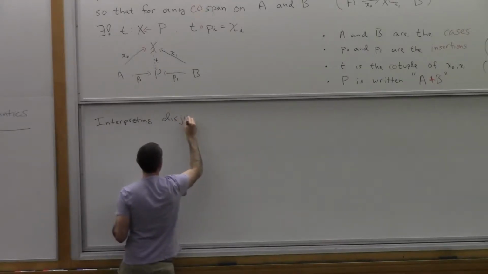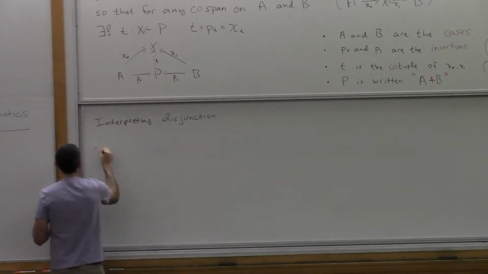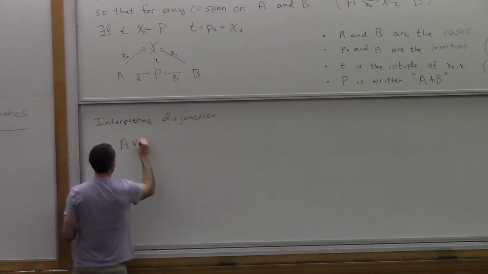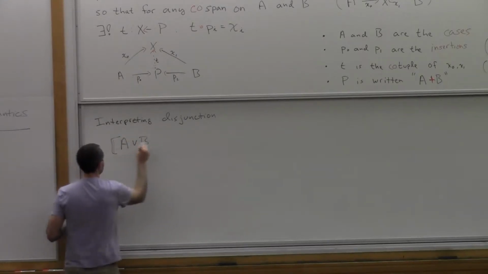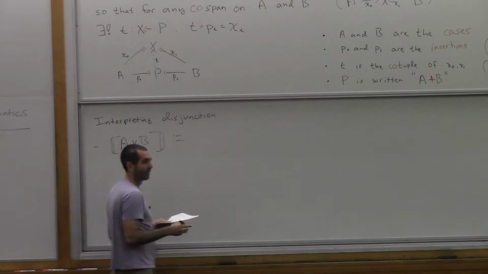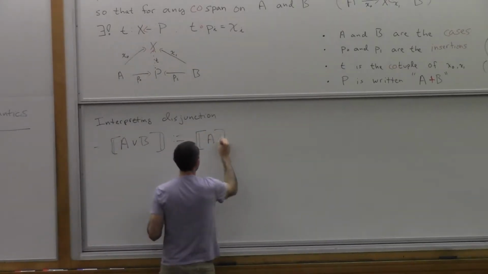Which is disjunction. Right? So if we have a disjunction of two propositions and we want its interpretation, what do you suppose that should be? Well, prizes for guessing, it's the coproduct, the interpretation.